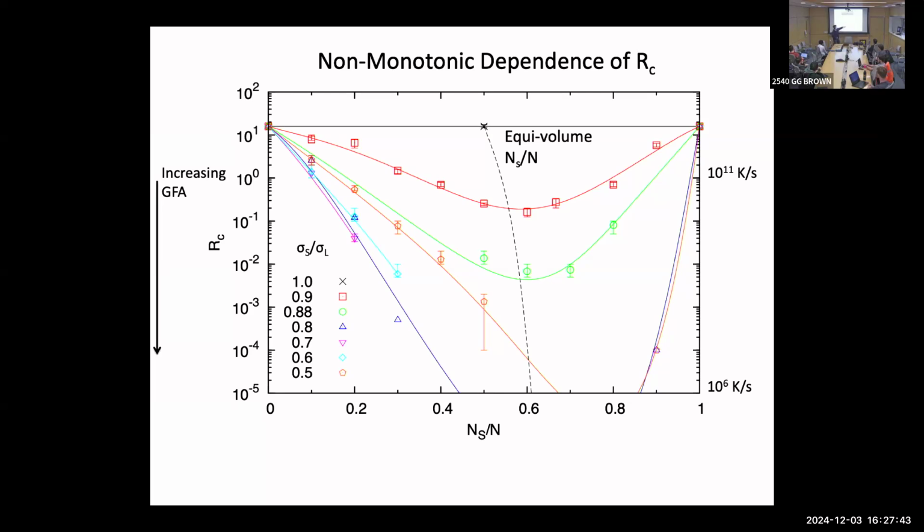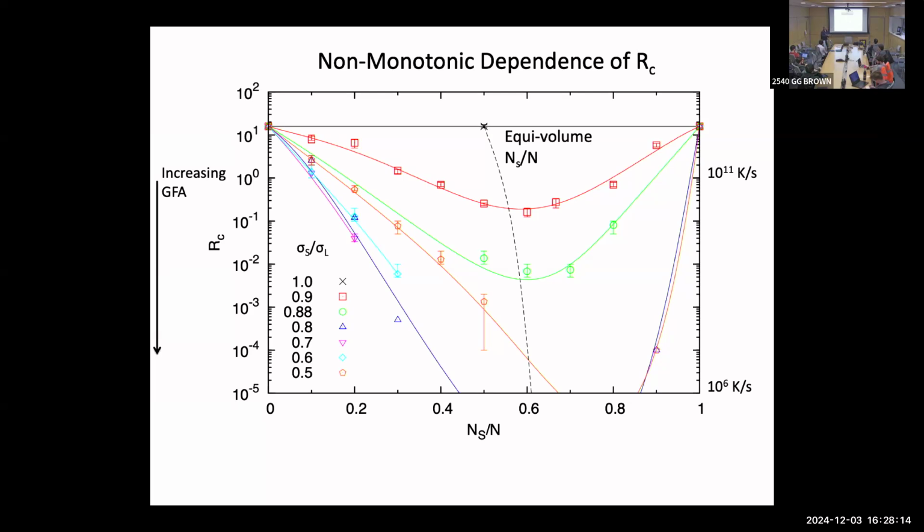But the cool thing is, where does that nose occur? It occurs, roughly speaking, at equivolume. So this is that idea again: you need enough particles of both species in order to disrupt. If the small particles take up less of the system, we'll just make them equal volume, and then they'll take up enough of the system to cause this disruption in glass forming ability. So this line right here is equivolume of the small particles.